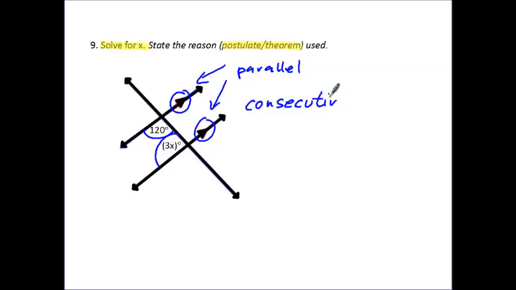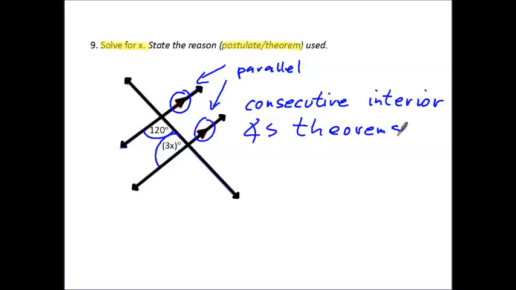Now, why is it the theorem this time? Because we know that the lines are parallel and we're trying to find the measurement. Those are the theorems and postulates. The converses are when we don't know if the lines are parallel, but we do have some measurements. So there is the difference.